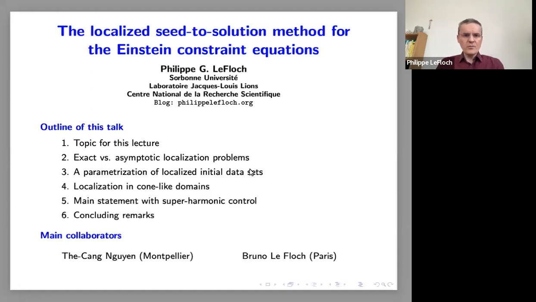Then the second result will be about the localization in cone-like domains, proving subharmonic estimates. And then the third result will be to establish super-harmonic control on the construction. And this will be the main result for this lecture.